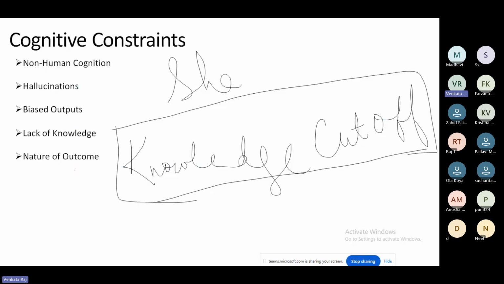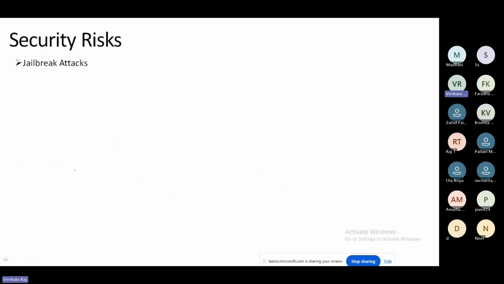And in security risks, I had told you about jailbreak, right? There are some others like prompt injection also, which I told you about. We'll discuss all these points in more detail in the next session. Any questions, anyone?